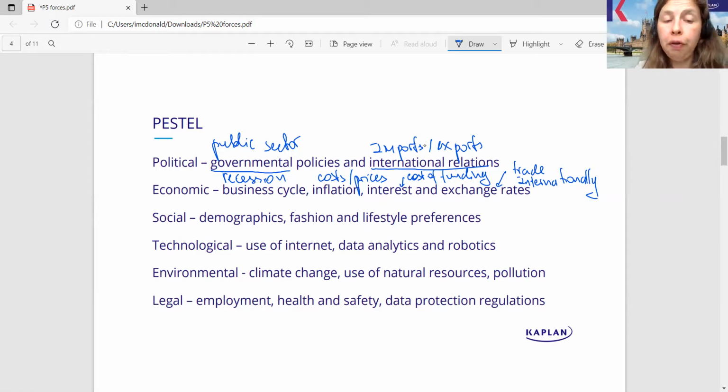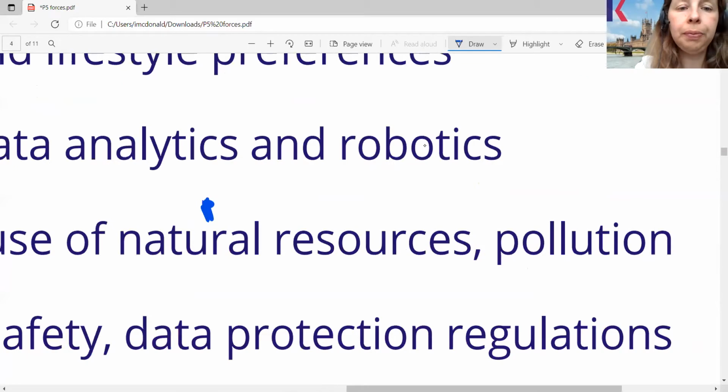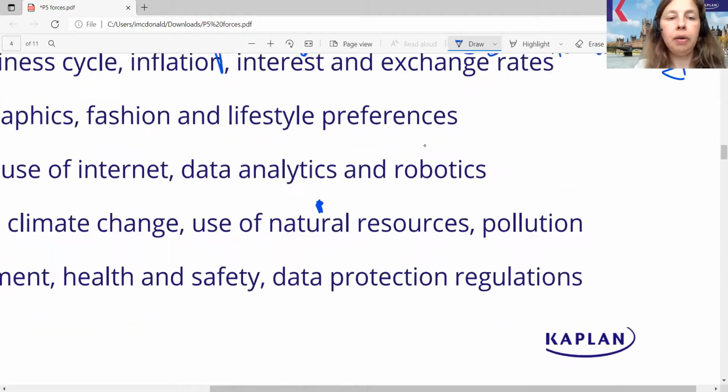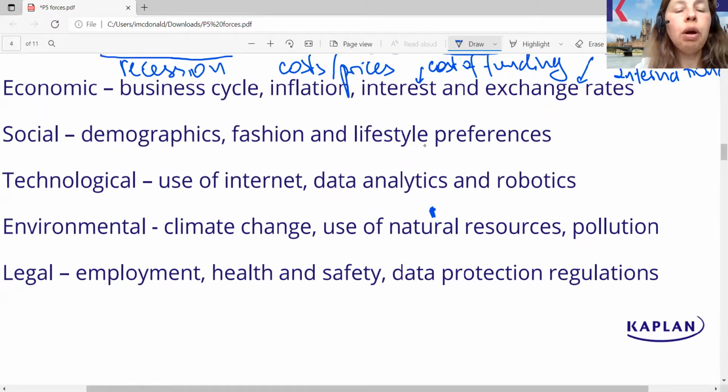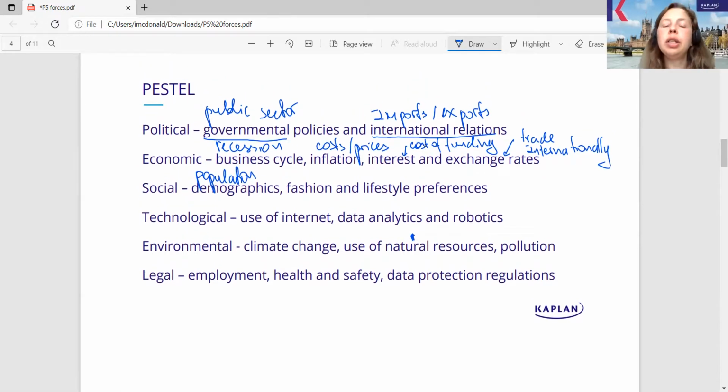Thinking about social factors, we need to consider demographics. What's happening in population? With our population, we need to consider the key trends. For example, many countries are dealing with an aging population. As a result, companies are having to put more money aside into pensions as the government stipulates.